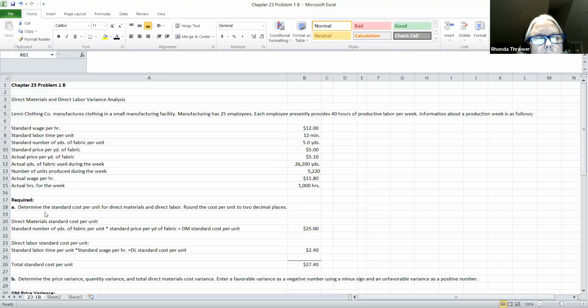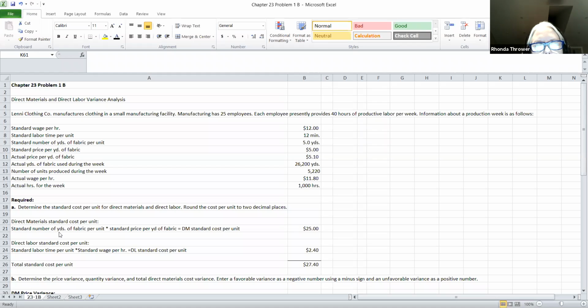In requirement number 1, they're wanting us to determine the standard, the budgeted cost per unit for direct materials and direct labor. And they want you to round the cost per unit to 2 decimal places. So I'm going to start by finding the standard cost per unit for direct materials.